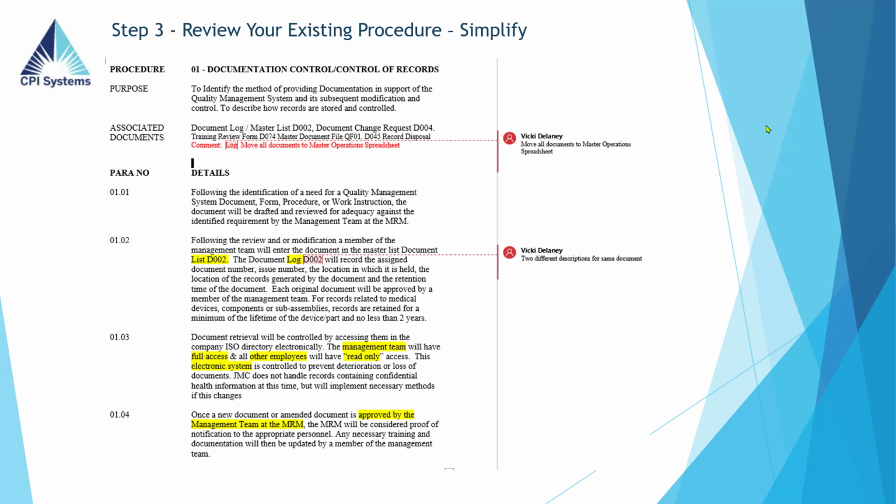Then it just kept going and looking at all the important things, such as the management team has full access to the documents, and the other employees have read-only access, that it's an electronic system, and that the documents are approved by the management team at the management review meeting.